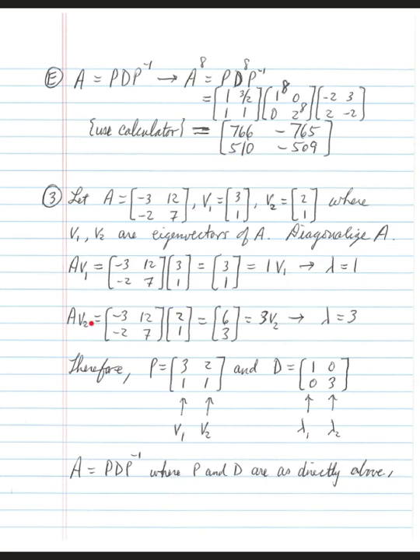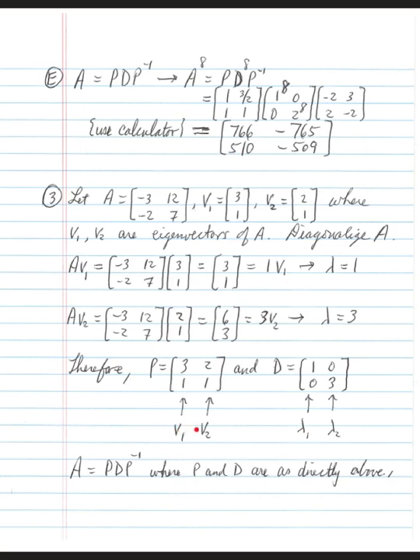A times your second eigenvector gives you a 2 by 1 vector of 6 and 3. Well, compared to V2, that's 3 times V2. And so that gives you an eigenvalue of 3. Now that we have our eigenvalues of 1 and 3 respectively to V1 and V2, you can build matrix P.